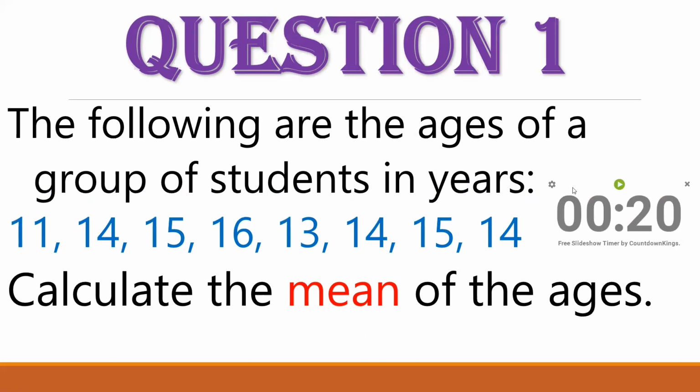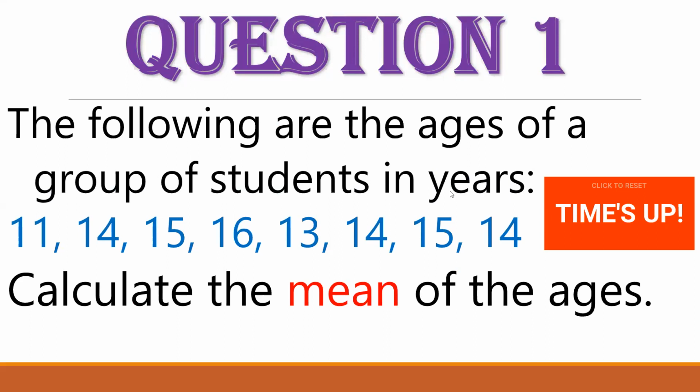Maybe we can explain the question first. First of all, they are giving you some numbers: 11, 14, 15, a group of numbers. And then they're asking you, calculate the mean of the age. So we are going to explain what the mean is, but please try first. You have 20 seconds for each question. When you're done with this video and have tried all questions, please let me know how many questions you got correct. Let's say 10 marks each.